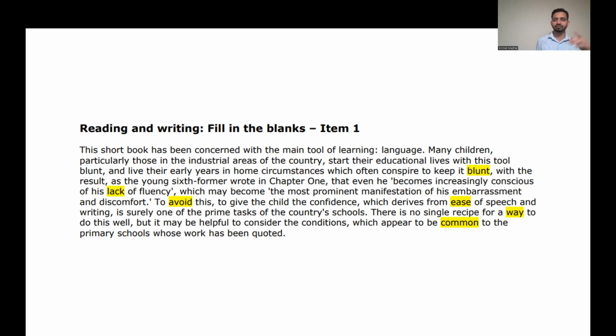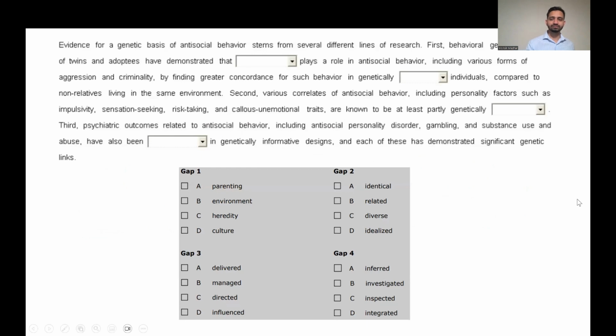So it all makes sense. So obviously, after doing all of the blanks, read it one more time to yourself and see if it all makes sense. We're going to move on to the next one.